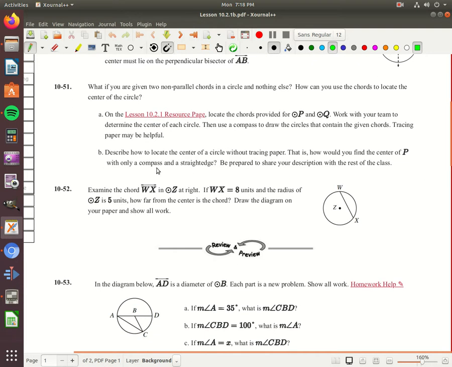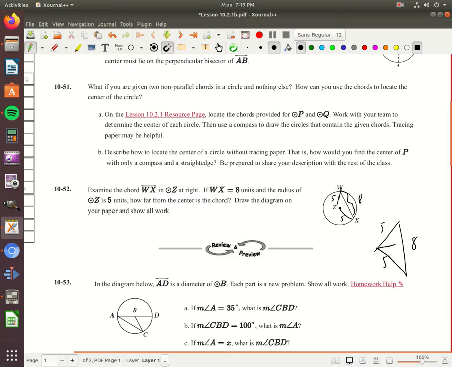So 1052, it says examine chord WX, and the center is Z at the right. WX equals 8. So this distance here, from here to here, is 8. We have a radius of 5. So what does that mean? Well, I get a triangle that looks something like this. And it's asking me, how far is this line from the center?